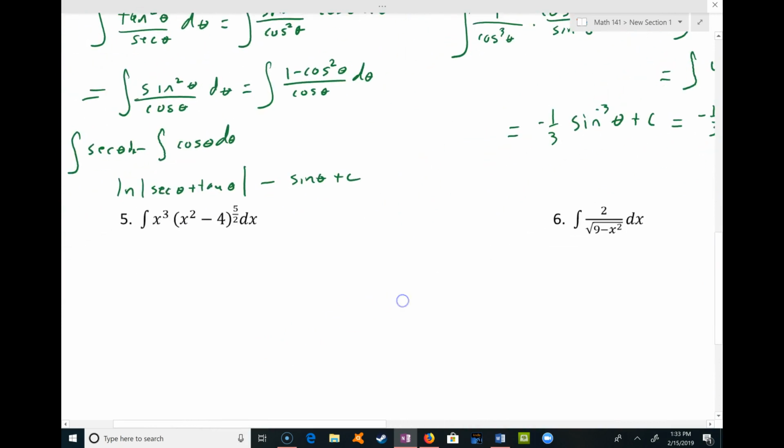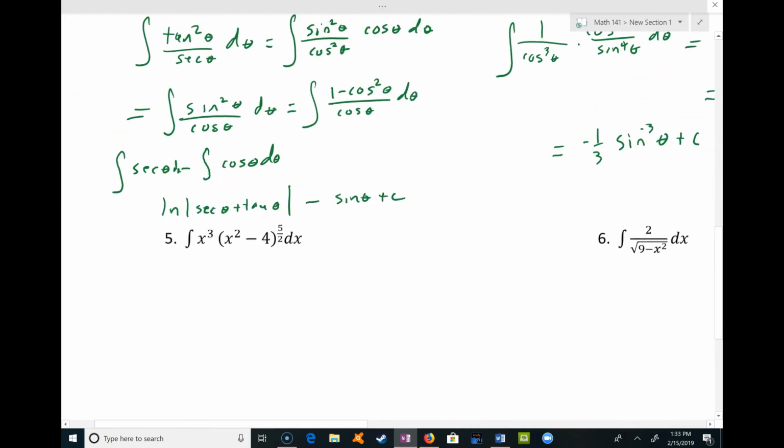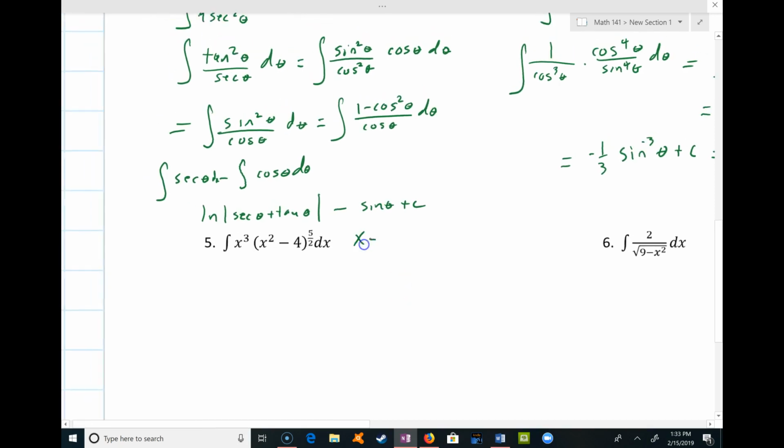Okay, and let's see, ooh, this is a fun one. So we've got x squared minus 4, that's going to be a secant, so we'll let x equal 2 secant theta. And therefore dx is equal to 2 secant theta tangent theta d theta.